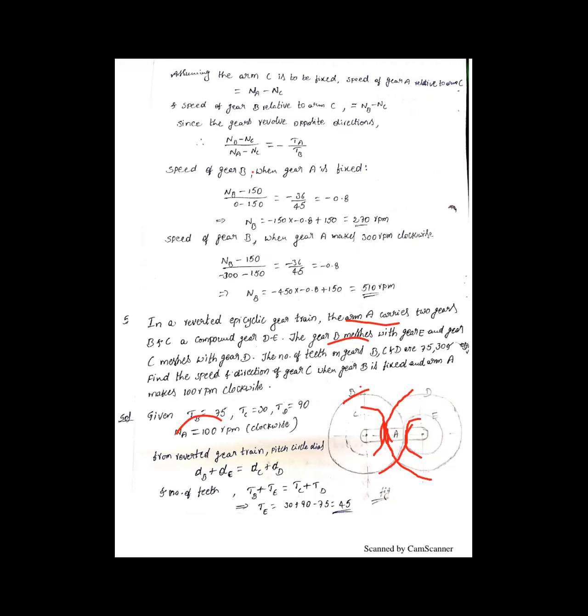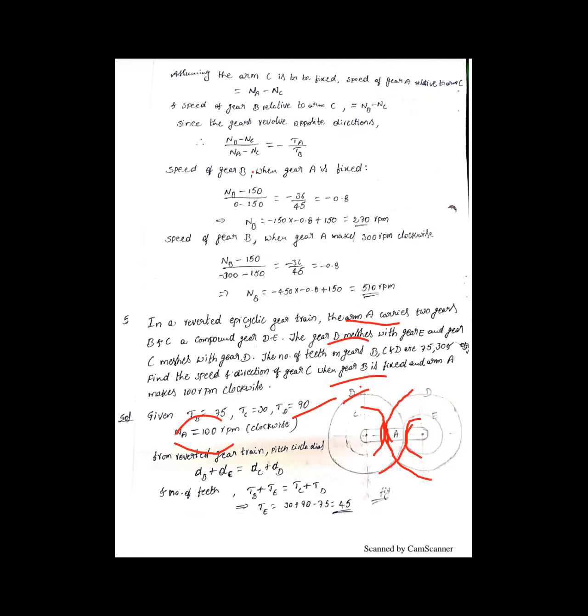First you should write what is given here: TB, TC, TD are 75, 30, 90, the number of teeth. And NA is 100 rpm. Gear B is fixed. Now you need to find the unknown number of teeth. B, C, D are known, but the number of teeth on gear wheel E is missing.